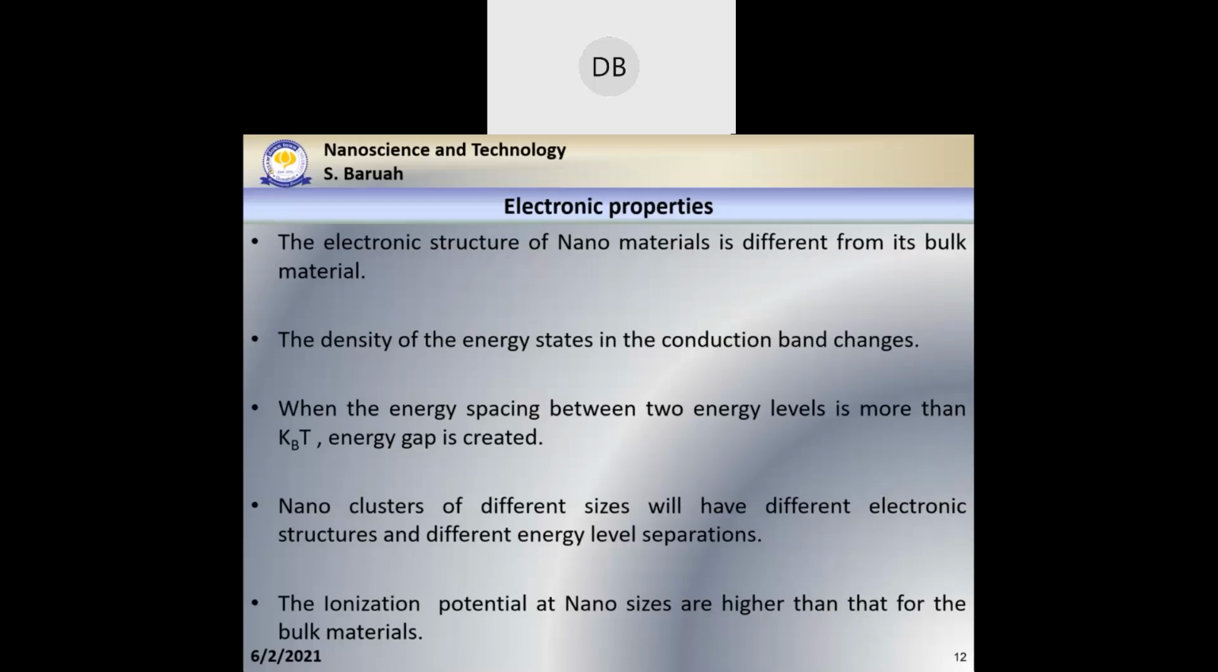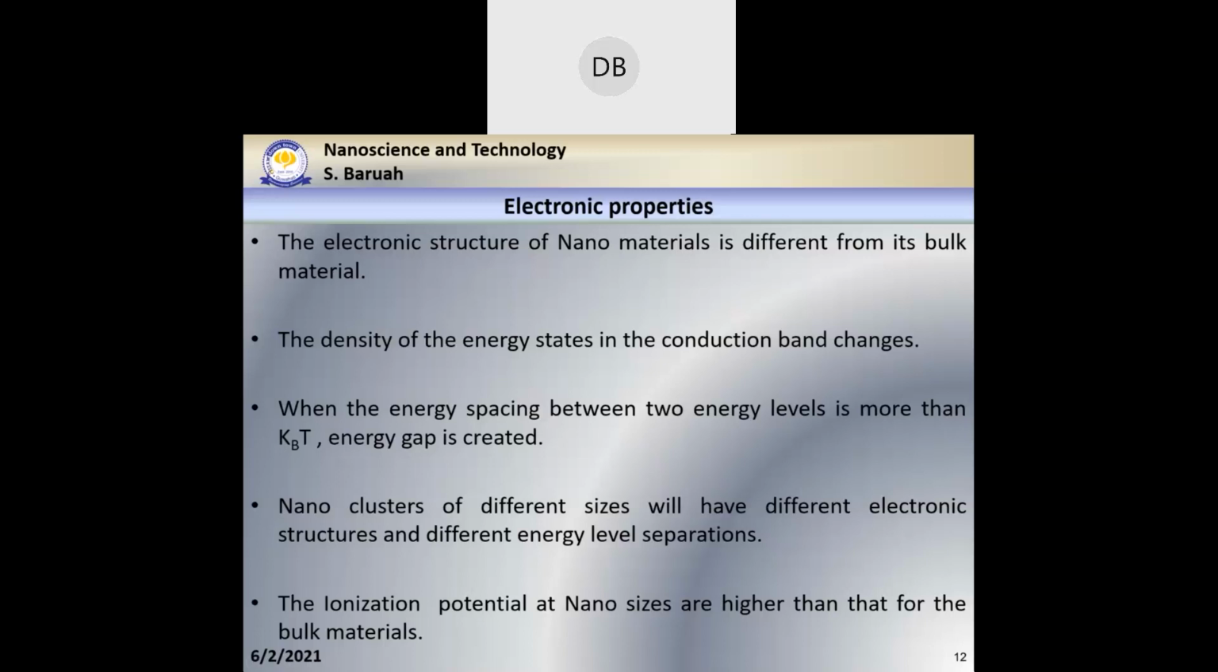So when the energy spacing between the two energy levels is more than a value called kBT, the energy gap is created. That means the energy gap is possible when the energy spacing is a multiple of kBT, where kB is the Boltzmann constant and T is the temperature in Kelvin. This is the amount of energy gap that starts what we call the semiconducting property.